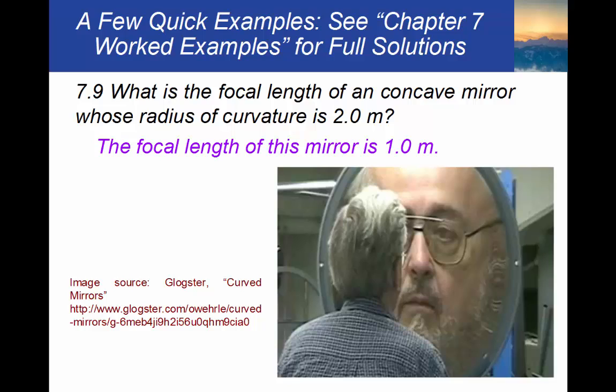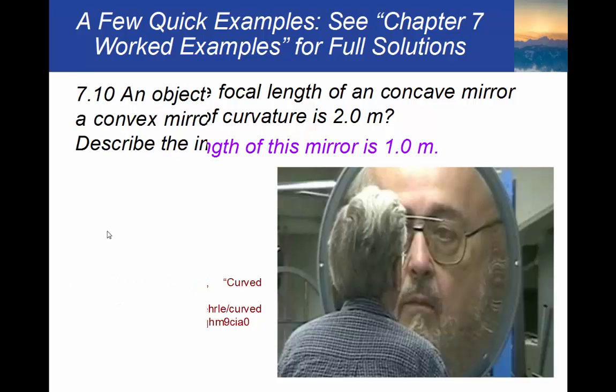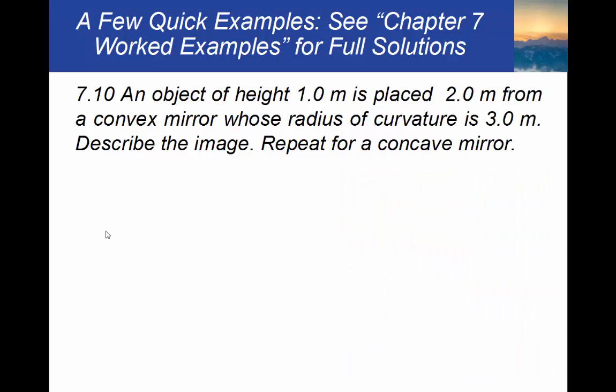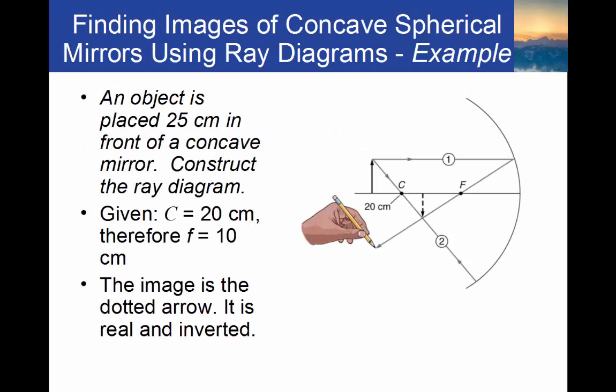Alright, so let's look at another example with a mirror then. In this example, we take an object of height 1 meter and we place it 2 meters from a convex mirror whose radius of curvature is 3 meters. And we want to know what's the image going to look like, and then let's try to repeat it for a concave mirror.